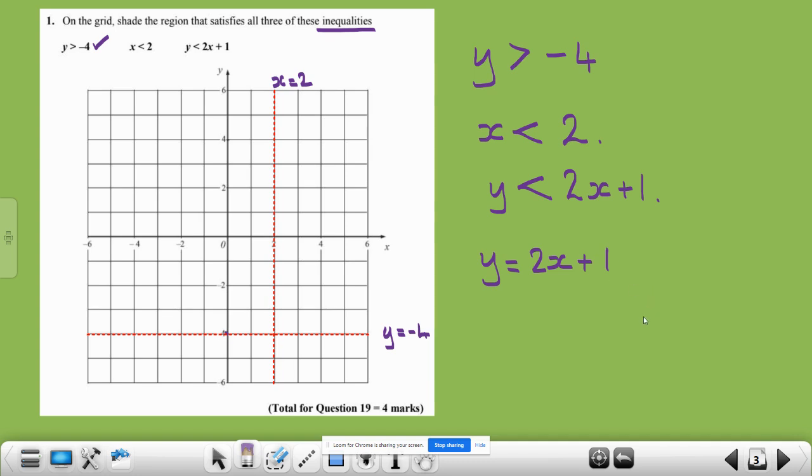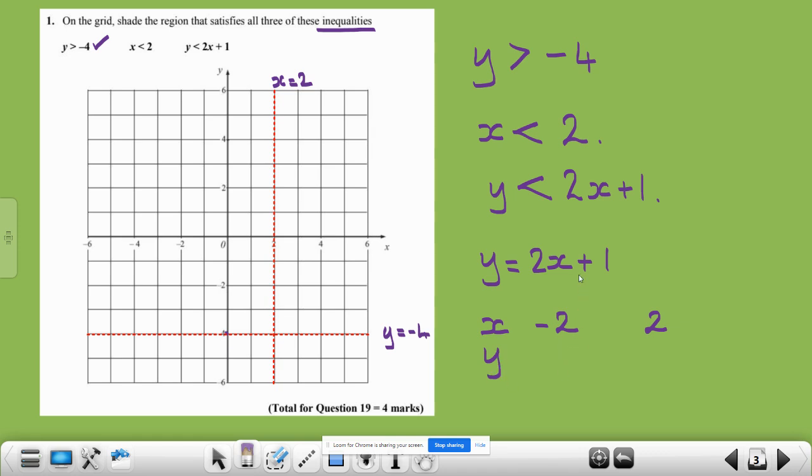So let's do that. And in order for us to find that line, we just need to have two values of x and two values of y, because if we get 2 points, we can join those up and that will give us our line. So let's go for something like x is minus 2 and x is plus 2. Let's do that and work out what y would be.